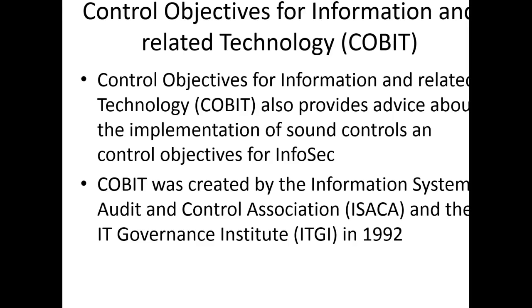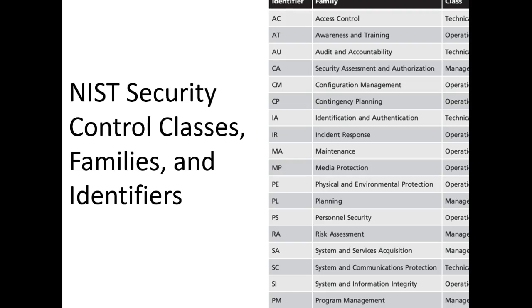The next thing is basically Control Objectives for Information and Related Technology, or COBIT. COBIT is another standard that provides advice about the implementation of control and control objectives for information security. This document can be used not only as a planning tool for information security, but also as a control model. COBIT was created by the Information Systems Audit and Control Association and the IT Governance Institute, the ITGI, in 1992.